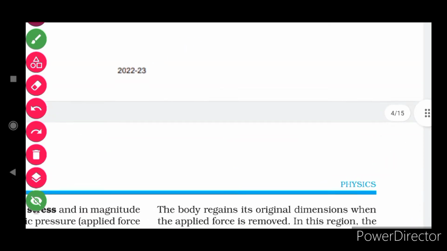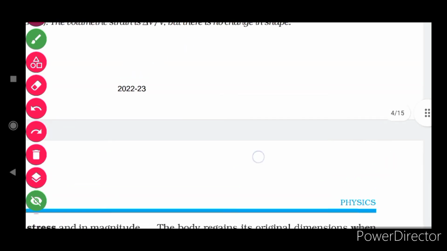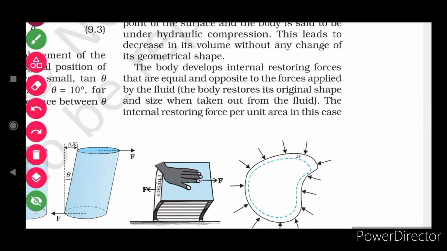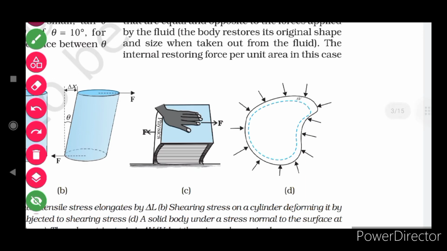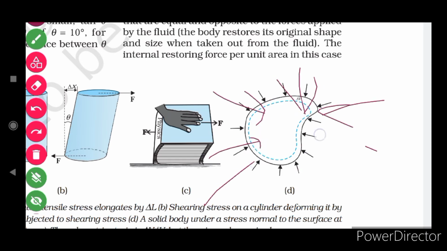So what will happen? What is hydraulic stress? If I take a ball, suppose a metallic ball, and put it in water. Liquid, we will see in the next chapter what liquid does and how liquid exerts pressure. So the liquid exerts force from all the sides. From all sides, the liquid is exerting pressure on this solid object or ball.